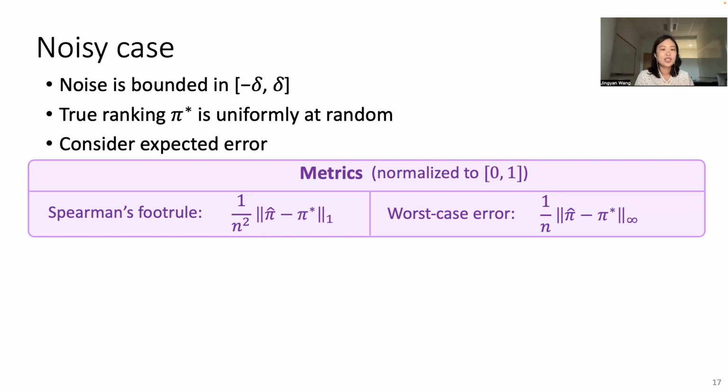We consider two standard ranking metrics from the literature. One is the Spearman's footrule, which is the L1 distance between the estimated ranking pi hat and the true ranking pi star. We also consider the worst case error, which is the max error of this difference vector. We normalize both metrics so that their values lie between 0 and 1.